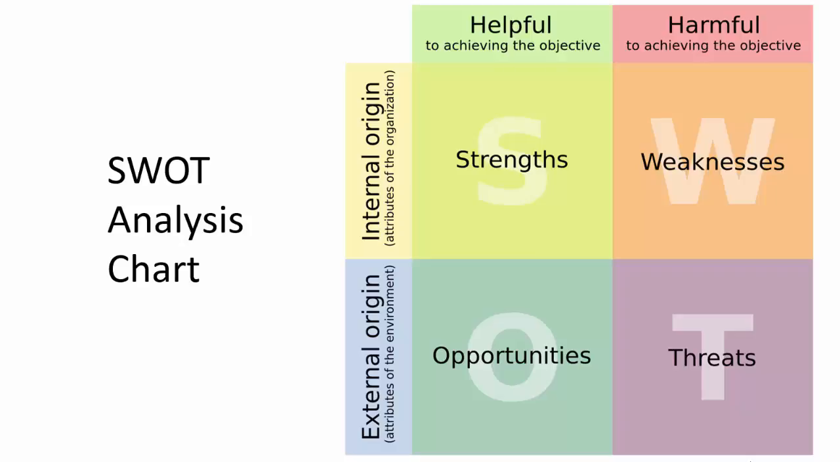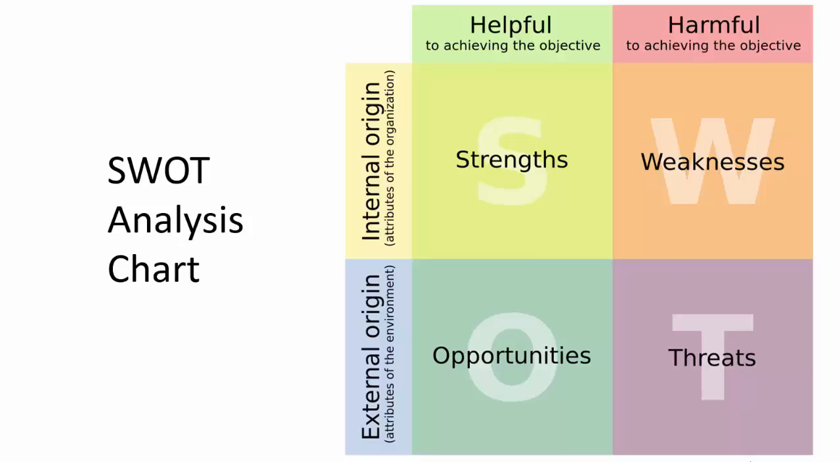Strengths and opportunities are helpful in achieving the objective, and our product's objective is to be successful through new product sales, market share, that sort of thing. Harmful are items that may get in the way of our success. Inside Rater, they'd be weaknesses. Outside of Rater, they would be threats.